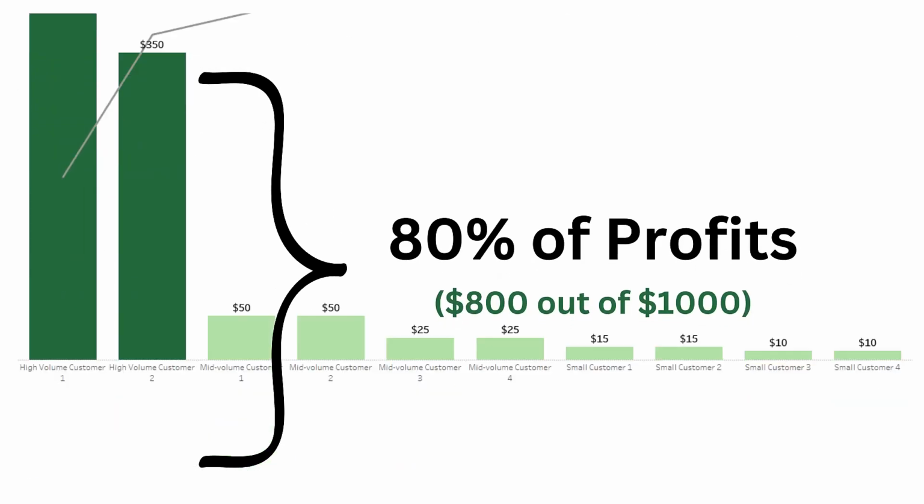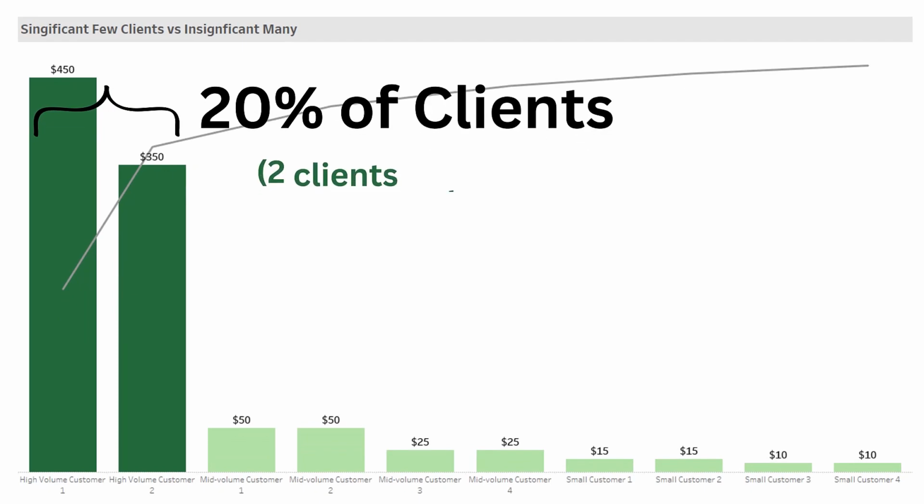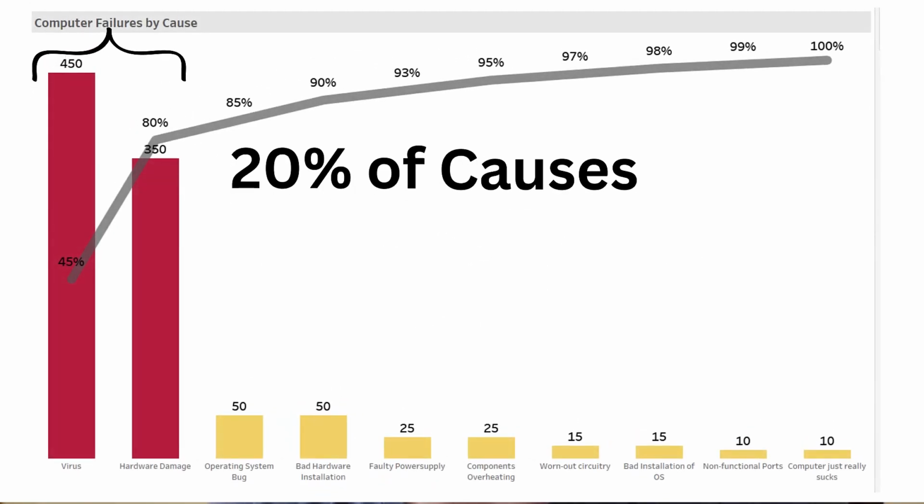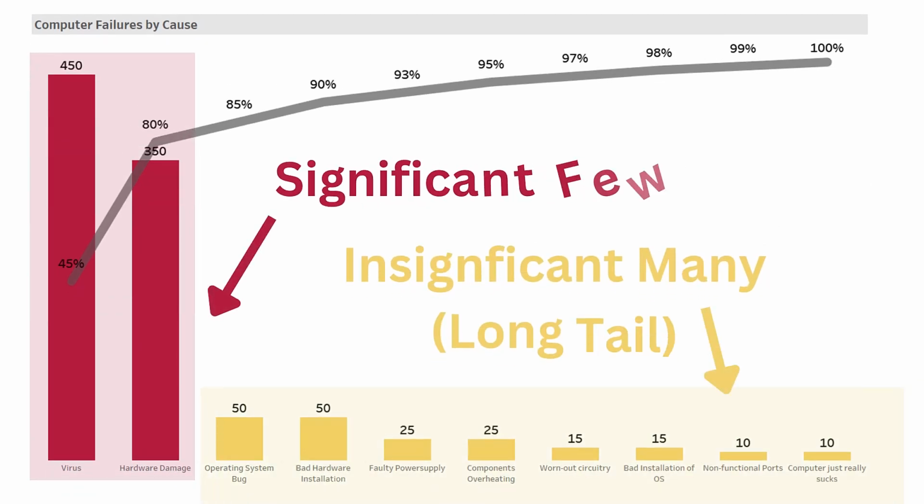Your company might find that 80% of its profits are driven by just 20% of its clients or customers. Alternatively, 80% of equipment failures might be linked to 20% of all causes. It's a handy rule of thumb that can be used in data analytics to efficiently focus on the high impact causes of the problem and to de-emphasize the insignificant ones, also known as the long tail factors. Now, we'll see later on when building the Pareto chart that the split is not always going to be exactly 80-20, so do keep that in mind.